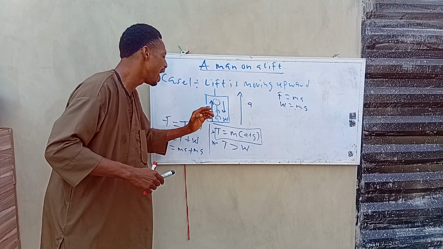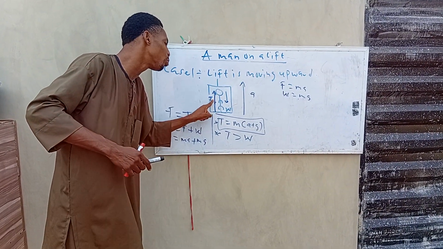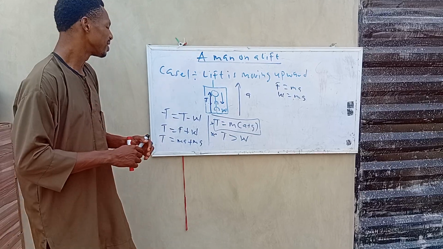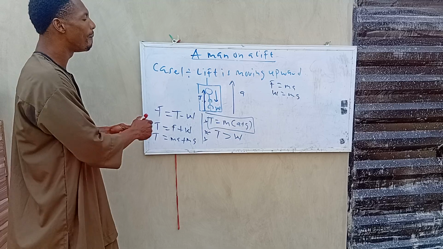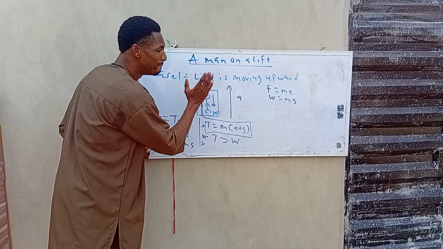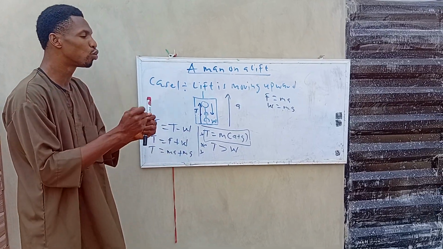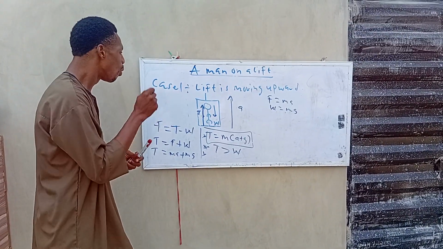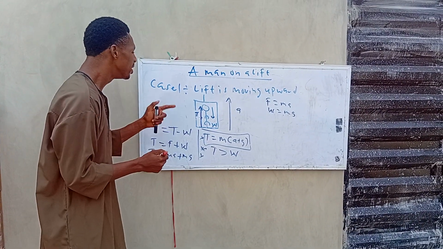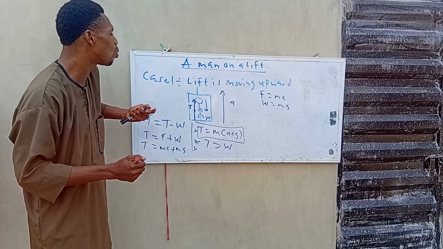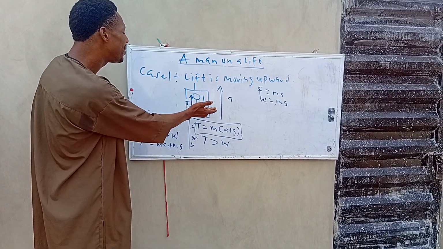Why is it greater? Because for the lift to move upward, the tension must be greater than the weight of the man. Now, if you want to measure the weight of a man or a particular object, we use a spring balance. What will the spring balance record? In this case, the man will appear heavier.